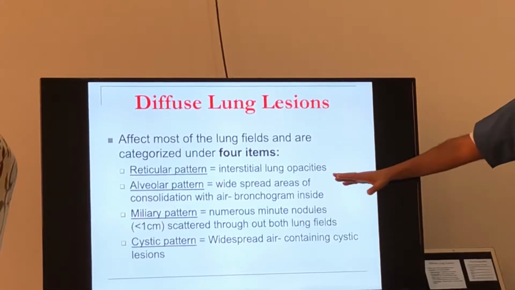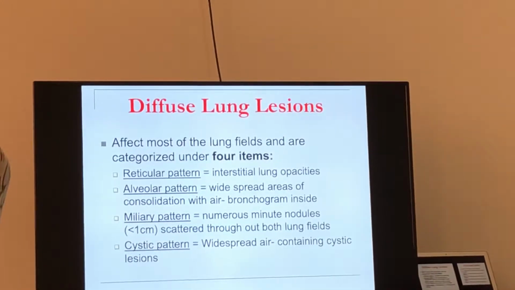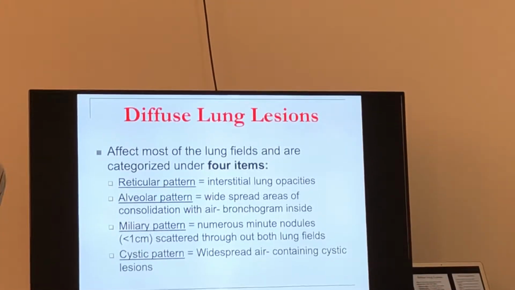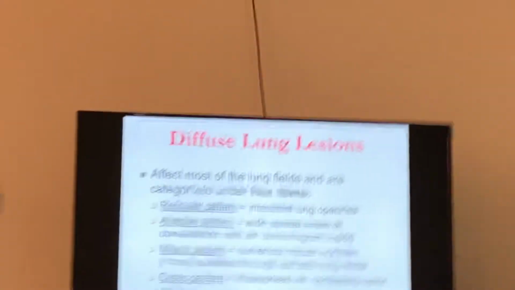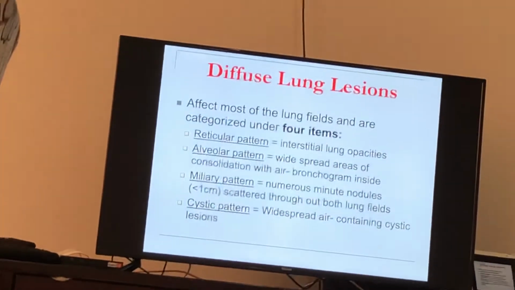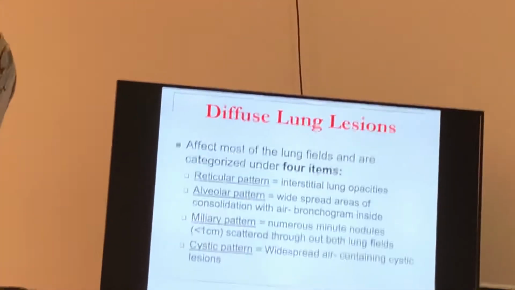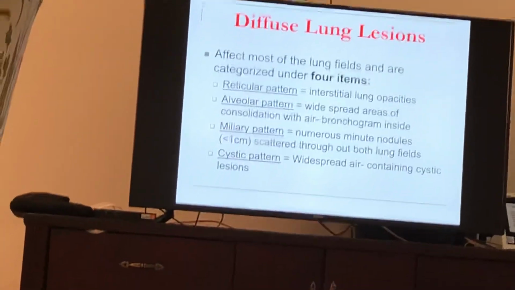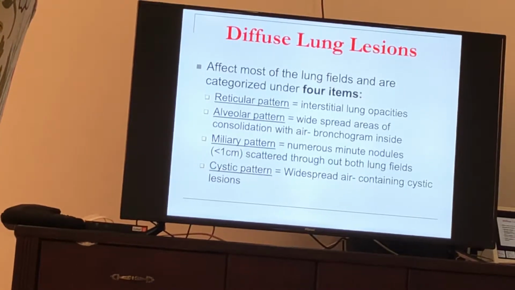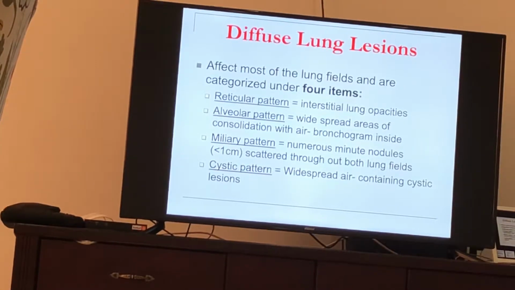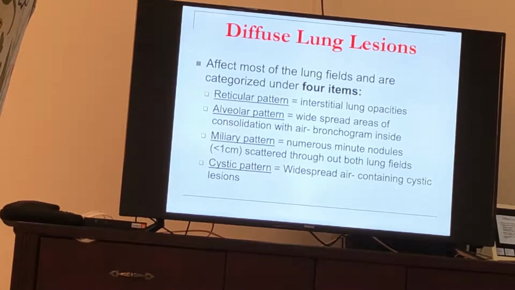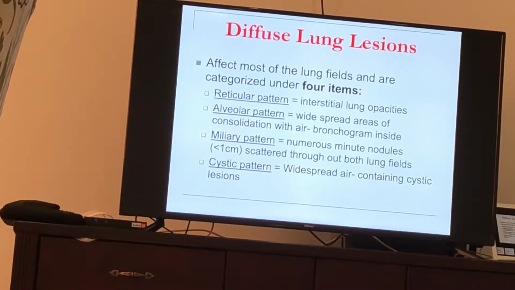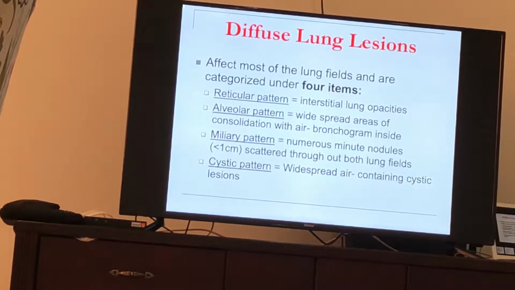Or if it's reticular, interstitial lung opacity is like the X-ray that you had just seen. Or if it's miliary and it's numerous minute nodules, and this is commonly seen with miliary TB if it presents, but there are other differential diagnoses for this. Or if there is cystic pattern, so we have the cavity, the air fluid level, but we have it multiple in different areas of the lung. Yeah? Okay? So you have to identify if you have bilateral and you have diffuse, which one is it going to fit into? Is it reticular, is it alveolar, or is it miliary, or is it cystic?